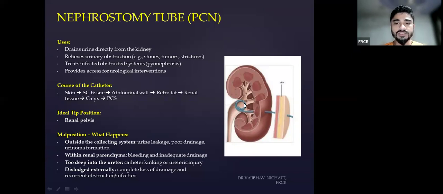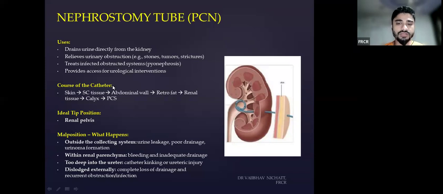Sometimes, like we have discussed in the previous slide, if the interventional radiologist does antegrade DJ stenting, then it is mandatory after putting a DJ stent to have a PCN catheter in place for some days, so that if there are any associated blood clots or debris within the pelvicalyceal system, then the blood clots and debris will be drained by the percutaneous nephrostomy tube, and it will not cause obstruction of the proximal end of the DJ stent.